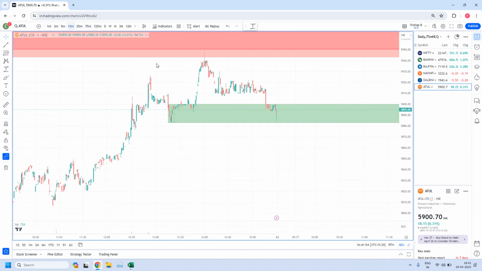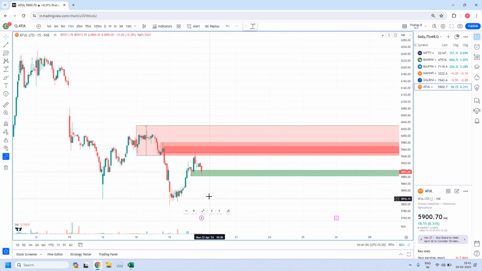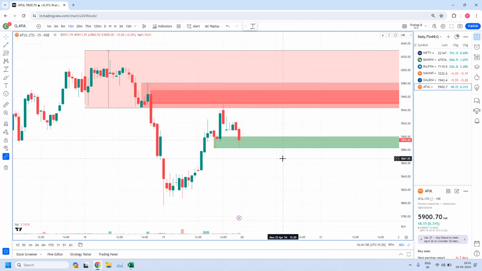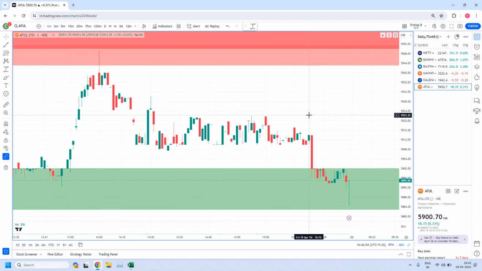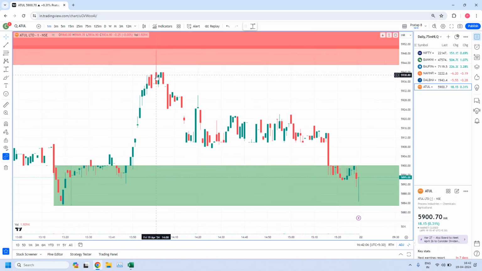But anyway, finally it reached the 15 minute target. Remember, this is the last 1.5 hour trade. At 2 o'clock prices entered into this zone. Let me show you in the 1 minute time frame. This is exactly the 2 o'clock afternoon candle. And at 15:16, that means in 1 hour 15 minutes our trade is completed.